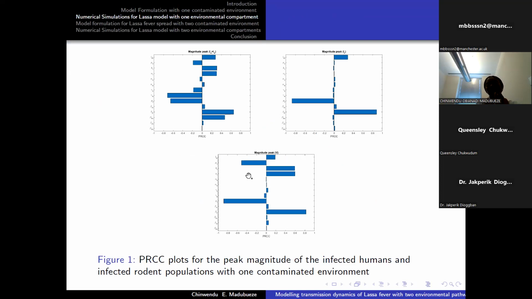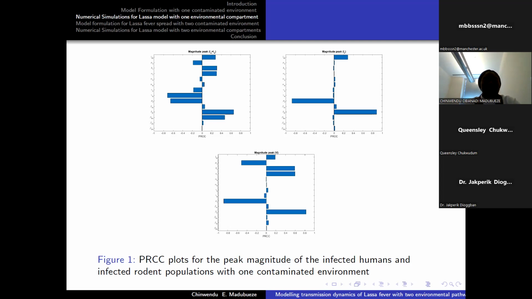So what we do is that we look at that first system we have, and we carry out an analysis on it, looking at the partial rank correlation coefficients for each parameter. This is the magnitude. We look at the peak of the magnitude of each of these infected populations. For the human population, we add both the symptomatic and asymptomatic together. Then we have the infected rat population, and we have the environment, which is V.